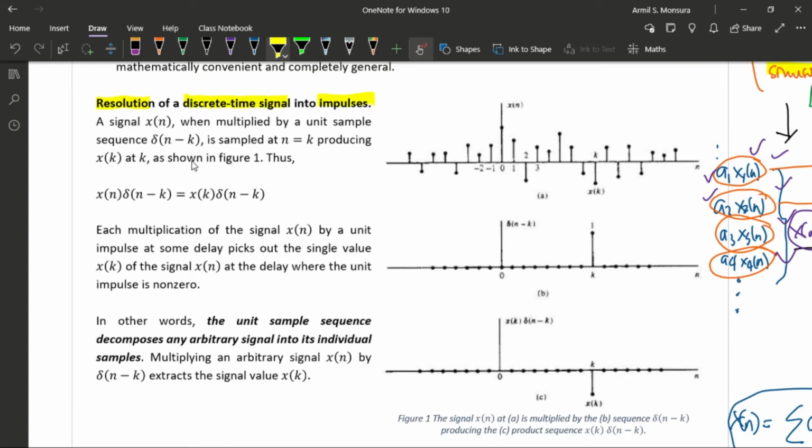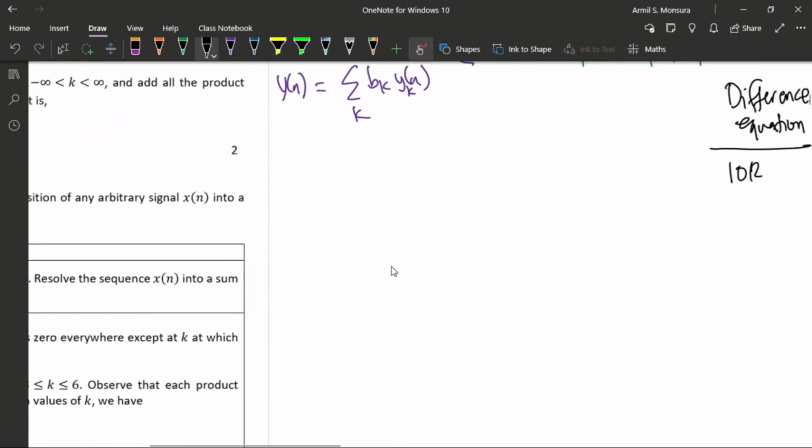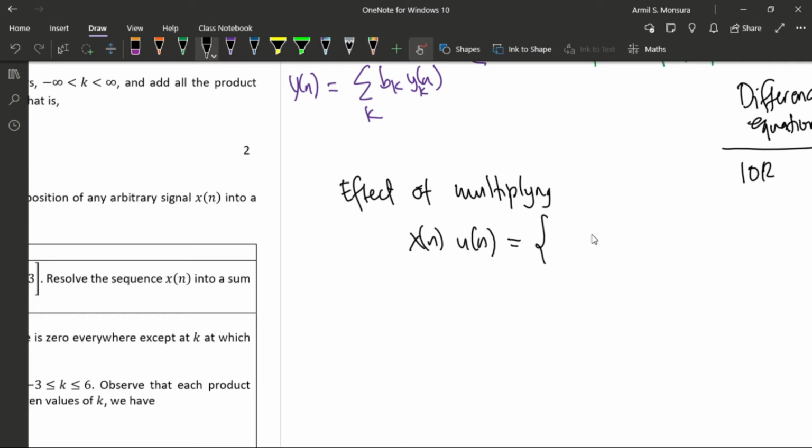Okay. So, unang-una, we have seen the effects of multiplying, say, for example, x of n with the unit step sequence. Okay? So kung may signal x of n ka, tapos i-multiply mo yun sa u of n, that product becomes the sequence x of n when your n is greater than or equal to 0. Okay? And that is 0 when n is less than 0.